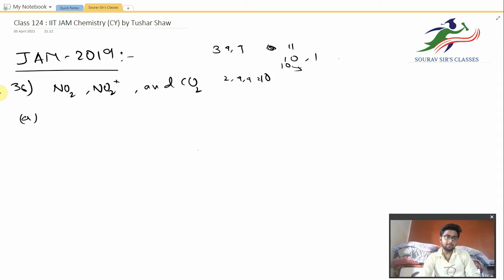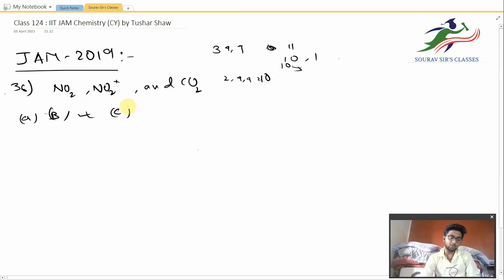Option B says NO2 is paramagnetic and NO2 plus is diamagnetic. That is what I explained just now, so this option is correct. Option C says both CO2 and NO2 plus have linear geometry. Let us look at the geometry.